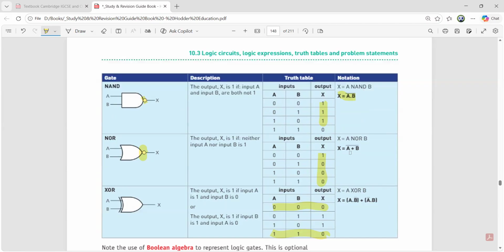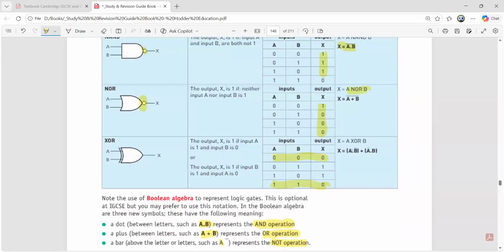A plus B bar is a representation of A NOR B, as you can see here, A NOR B, giving a space in between. And A XOR B is again very simple: A dot B bar plus A bar dot B. Now let me draw it: A dot B bar plus A bar dot B. By the way, you will come across very easily why it is done like this.